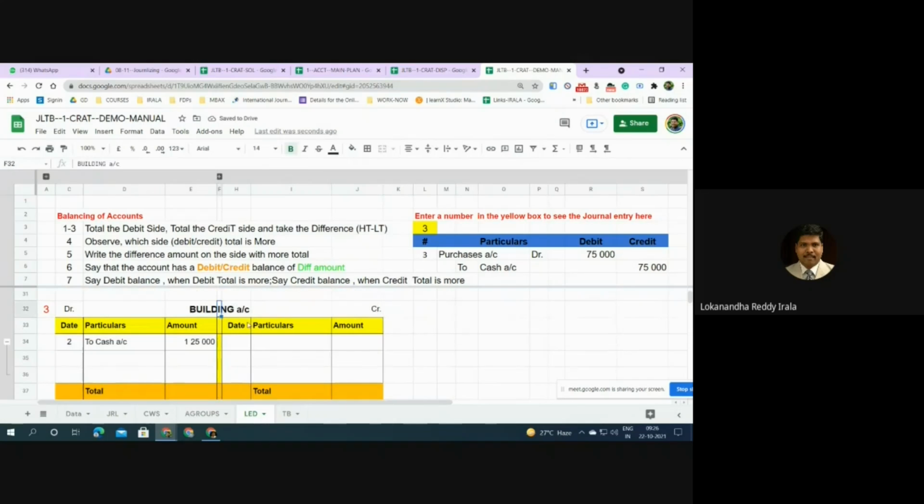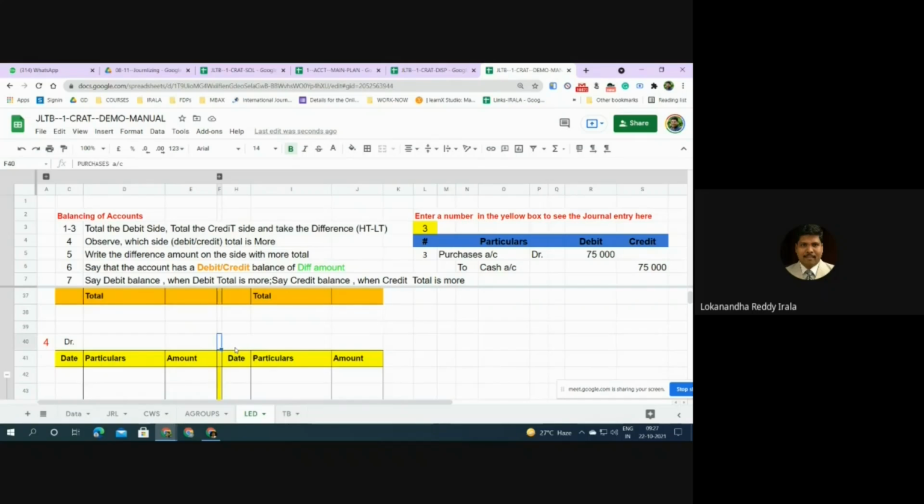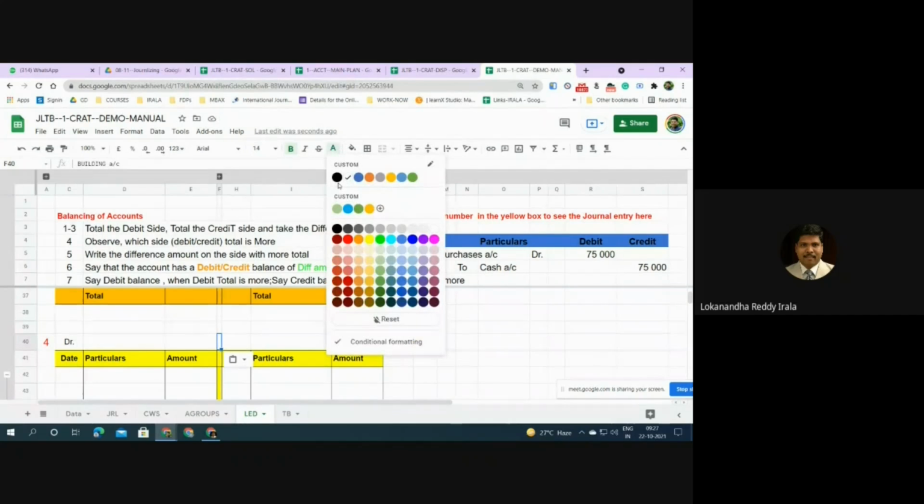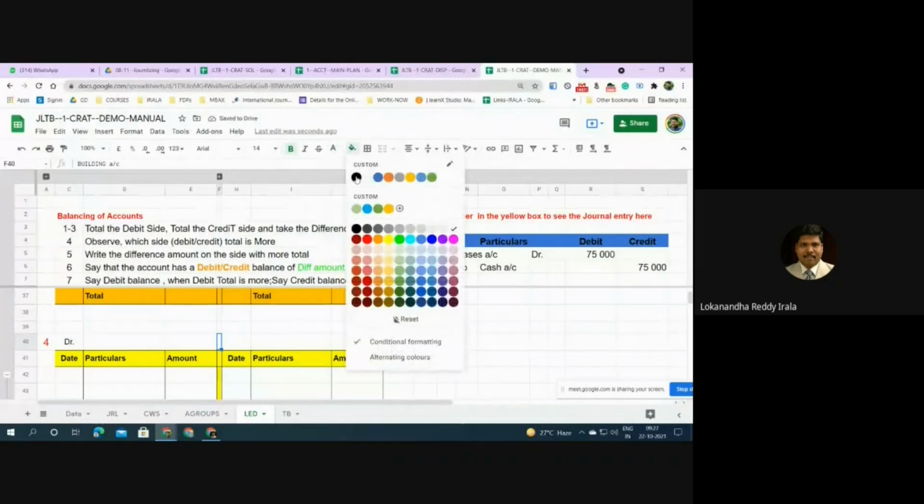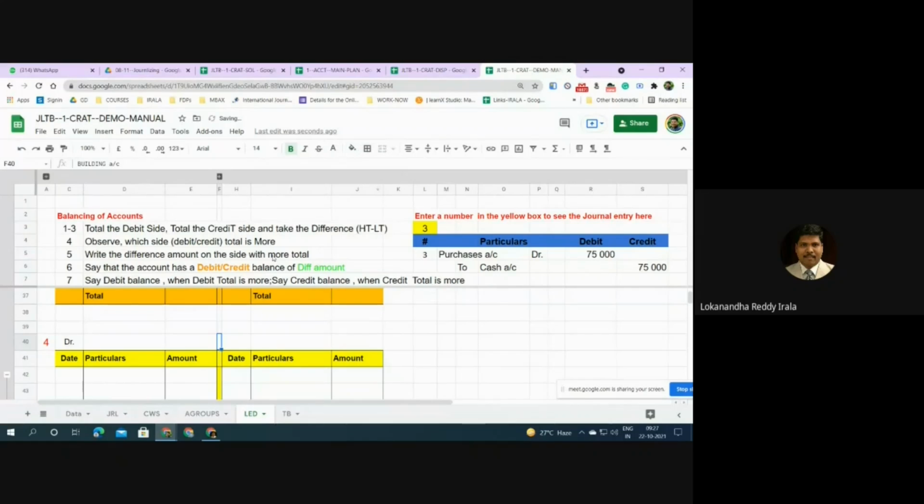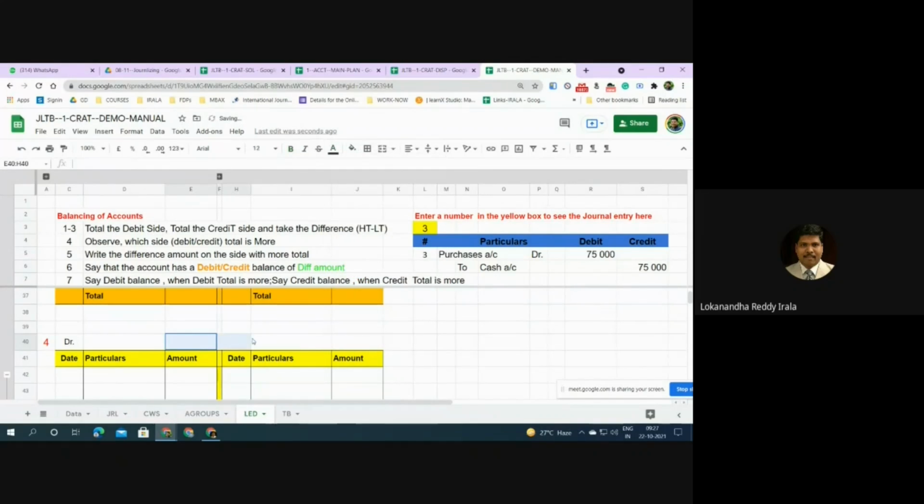There's some problem with this. The Google Sheet sometimes is not getting displayed, so I'm writing it here. Purchases.